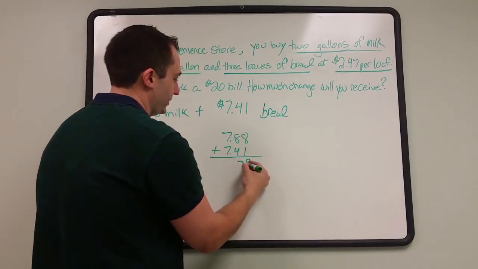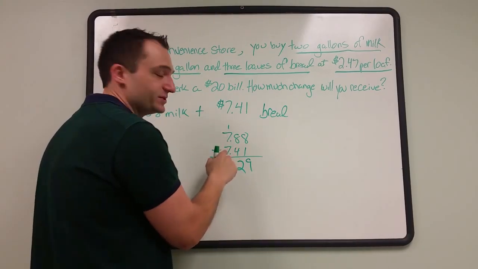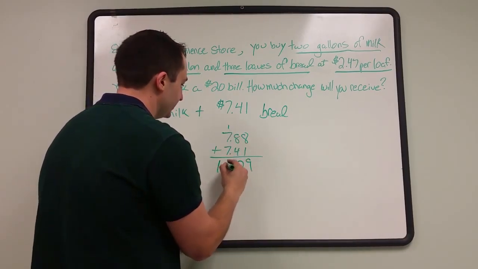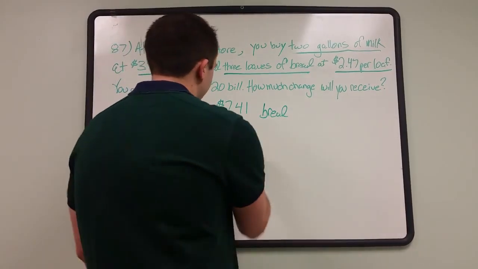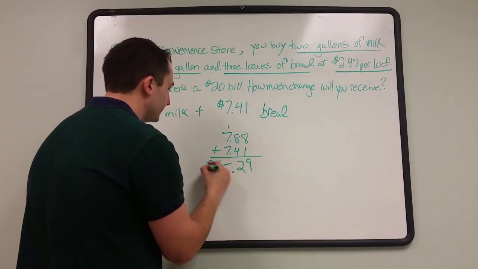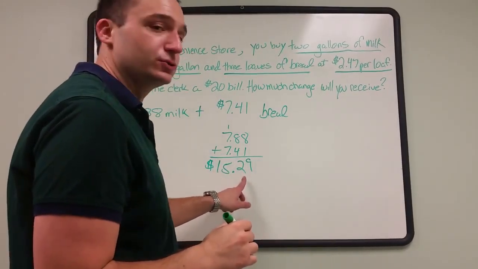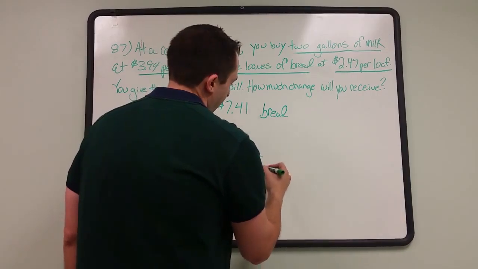8 plus 4 is 12. Carry your 1. 7 and 7 is 14, plus the 1 is 15. In addition, you just drop the decimal point. So the $15.29 represents how much you spent at the convenience store.